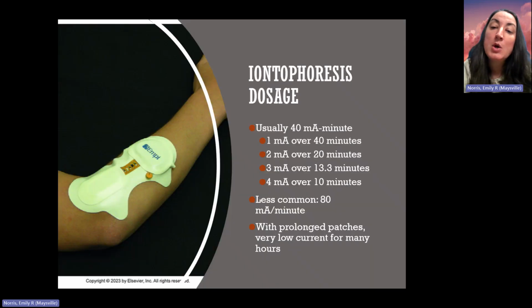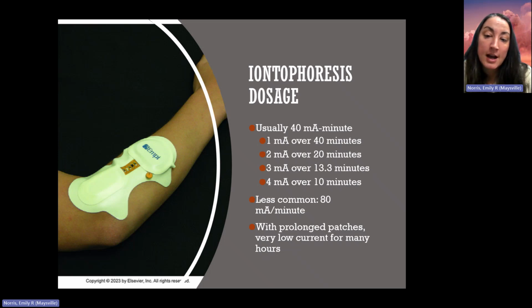For Ionto, we typically use 40 milliamps per minute. And what you can do is you can slowly turn, there's a little knob on top of most of the machines that you slowly turn up to the patient's comfort. And it does feel like prickling. It can get uncomfortable. The higher you turn that up, the closer to 4 milliamps, the less time it takes to deliver that medication. So if they're not able to tolerate much, that's fine. You can keep it low, but it's going to take longer for the medication to be delivered.